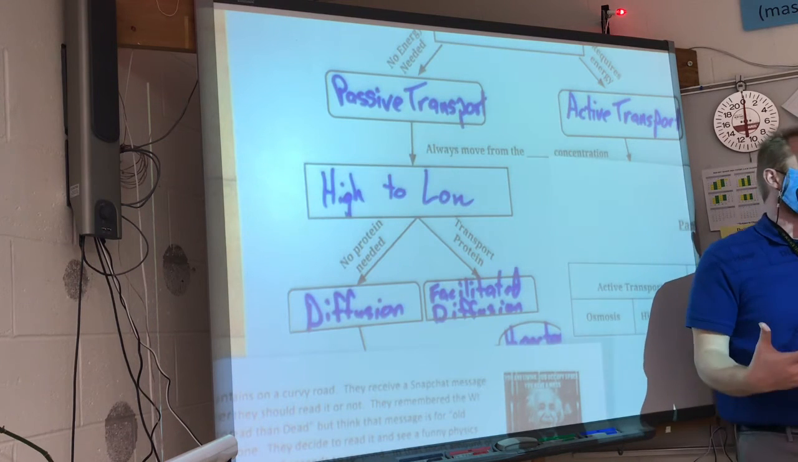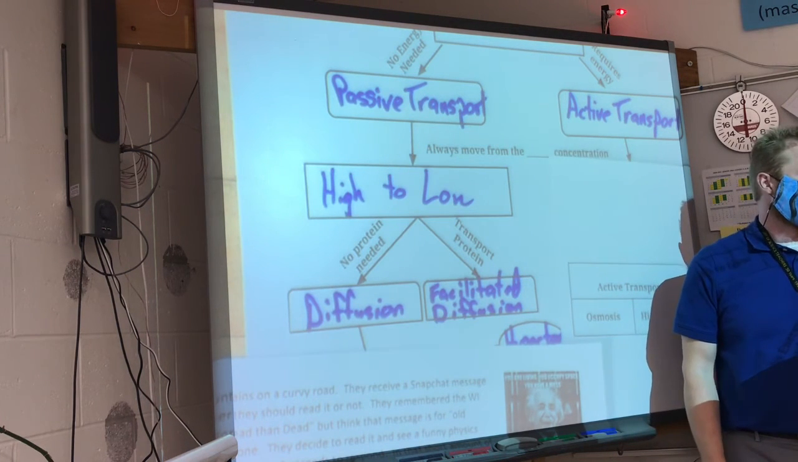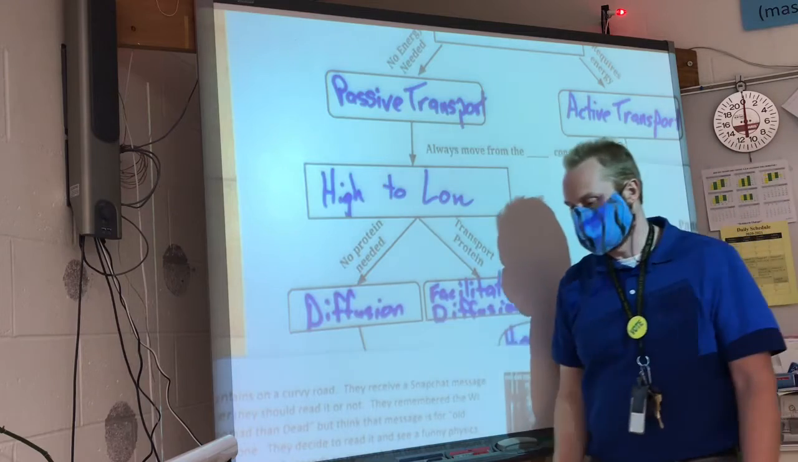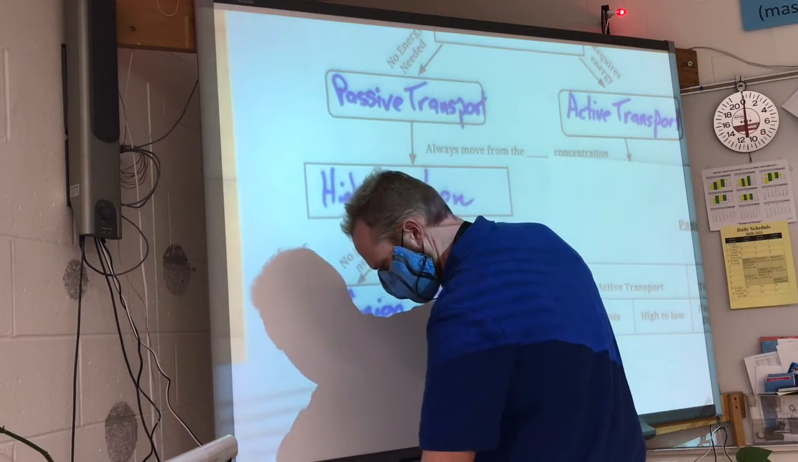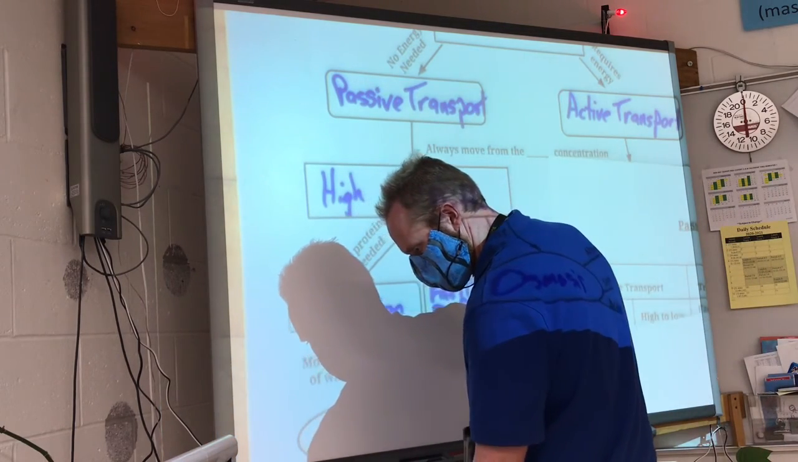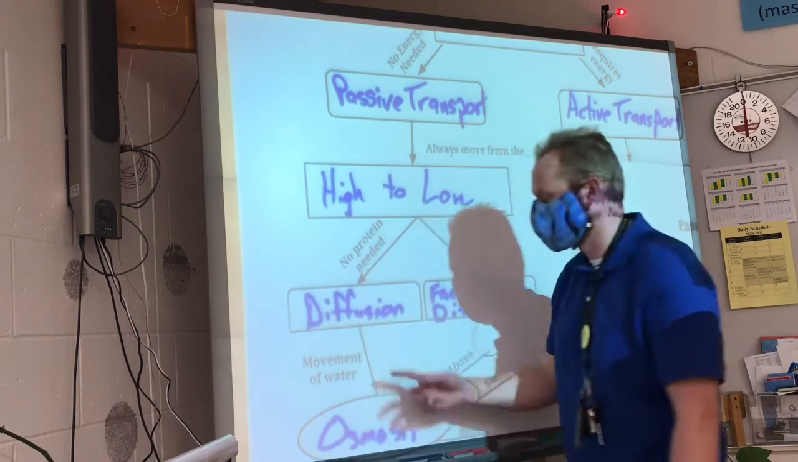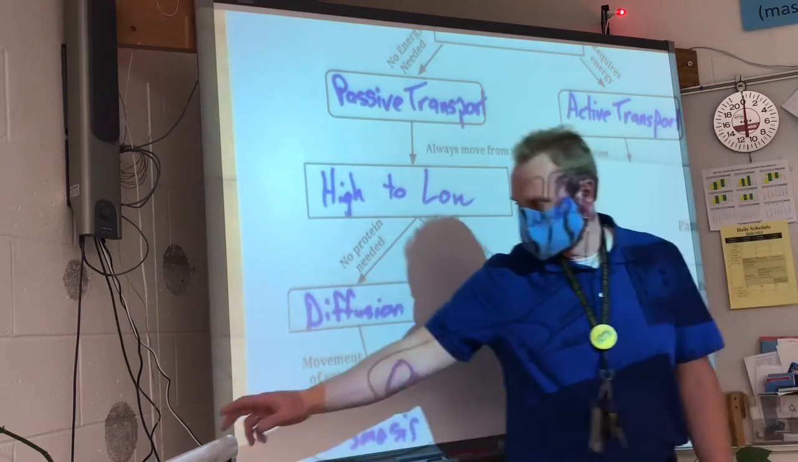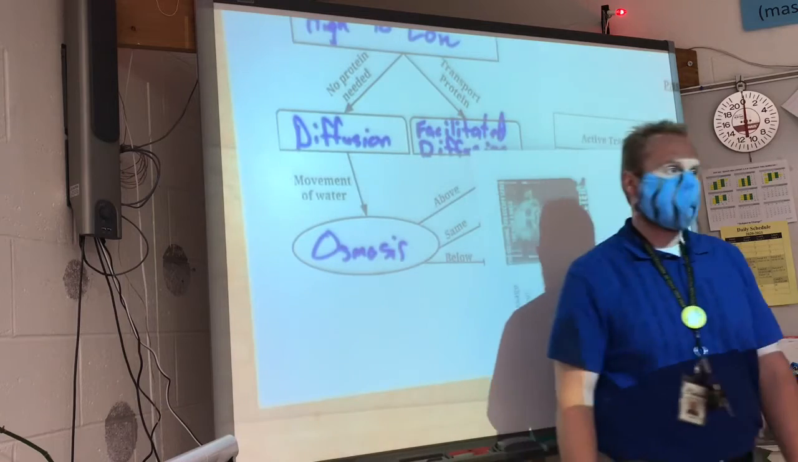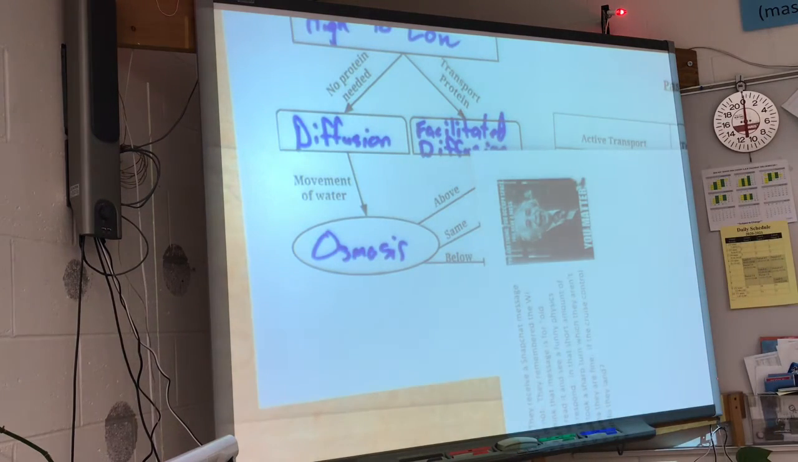Because water is so crucial to life, they give the diffusion of water its own special term, and that term is referred to as osmosis. So osmosis is the diffusion of water. And when we talk about the diffusion of water, that's where the terms hypertonic, hypotonic, and isotonic come in.